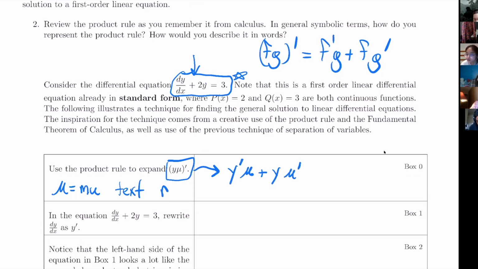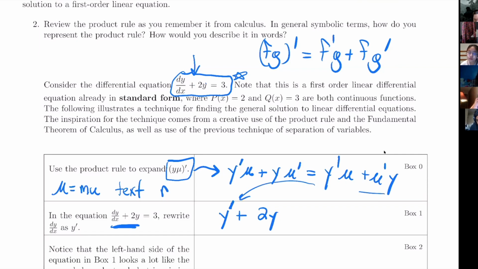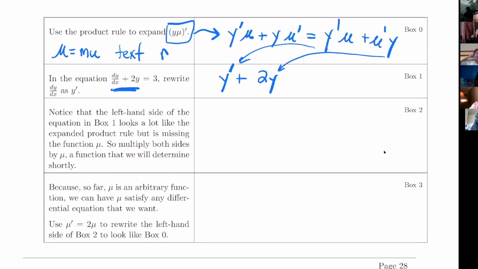So this left side of the differential equation that we start with, we could actually write this as y prime plus 2 times y. Just kind of writing the product rule like this, you can see we have y primes matching up and we have y's matching up. So it makes sense that this could be massaged into a product rule. And that's what we're going to try and do. We're going to introduce this thing mu. We're going to multiply both sides of this differential equation by mu.